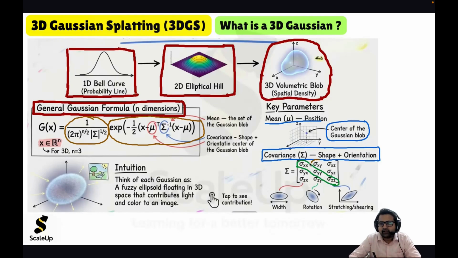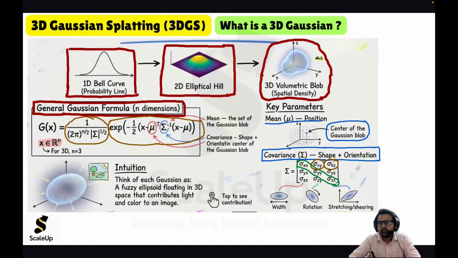Like sigma xy, it represents the correlation between x and y. The value of it will tell the strength of the correlation, and the sign will tell us that if it is positive, it means if x increases, y will also increase, and if it is negative, it means if x increases, y will decrease. So these non-diagonal elements are representing the correlation.